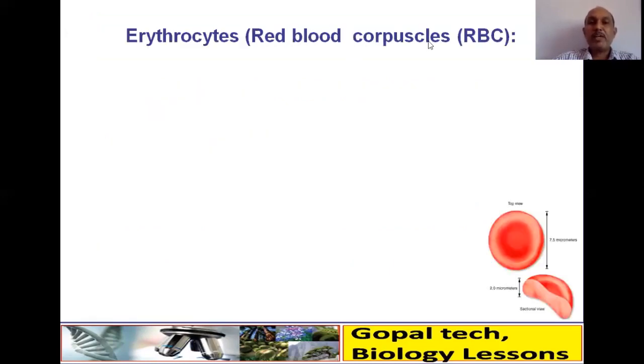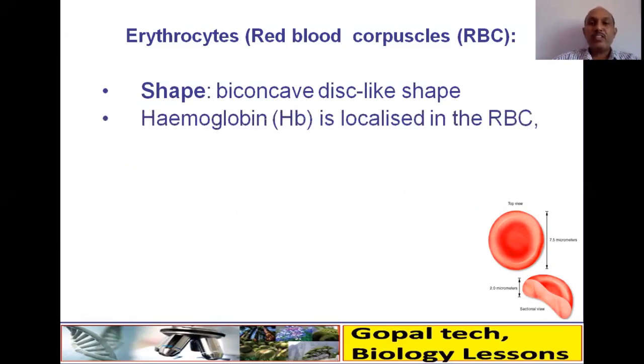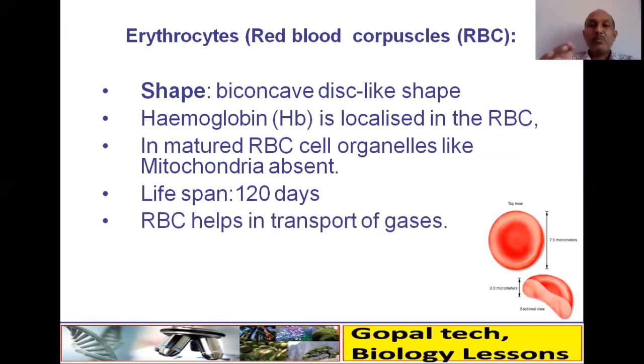Erythrocytes, red blood corpuscles, RBC. See the shape and size. Shape is biconcave, disc-like. Hemoglobin is located in the RBC. In mature RBC, cell organelles like mitochondria are absent, mitochondria is not present. Lifespan is 120 days, and once ready, it works for 120 days. RBC helps in transport of gases.